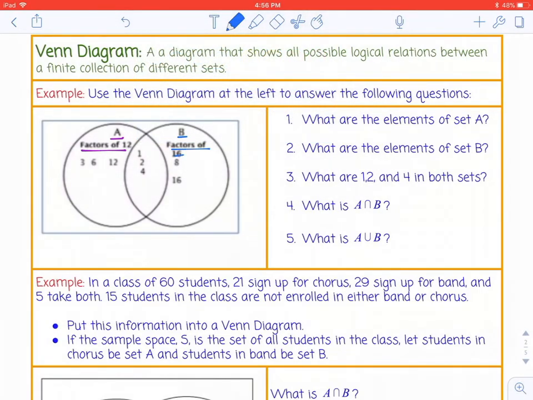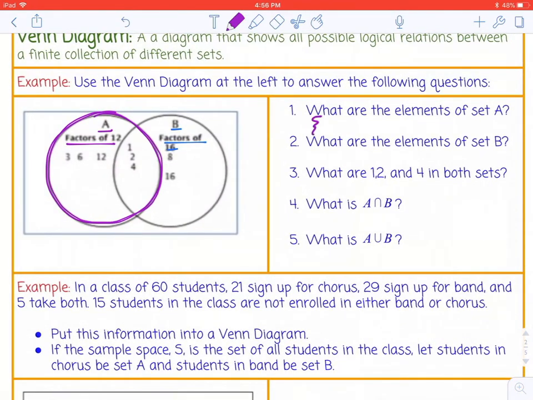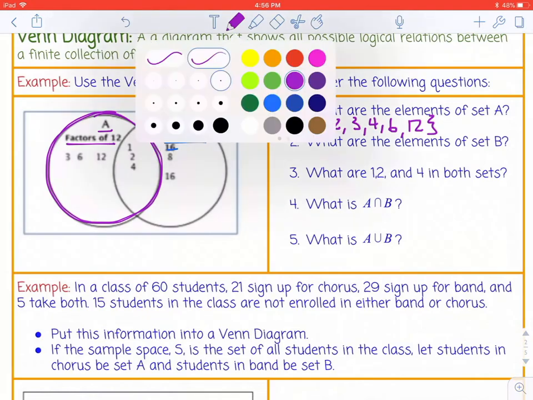Alright, so it says, what are the elements of set A? Think of set A as this circle over here on the left. Set A contains all the factors of 12, which would be 1, 2, 3, 4, 6, and 12. Notice we list them from smallest to largest, and they're all the factors in that circle on the left.